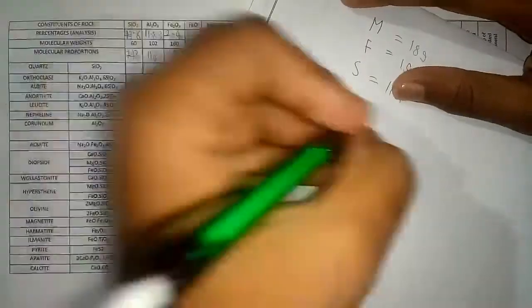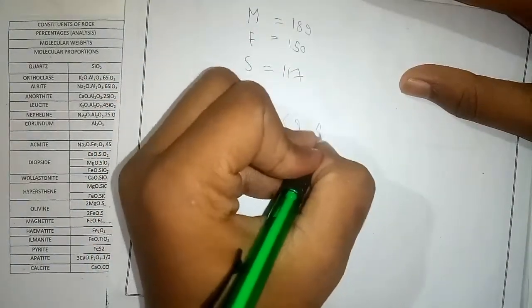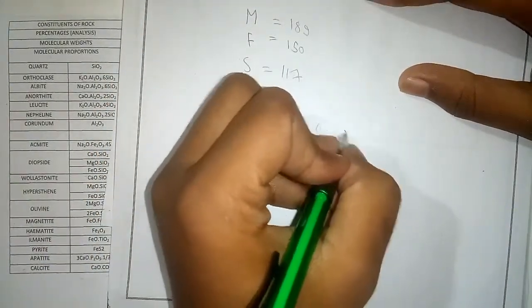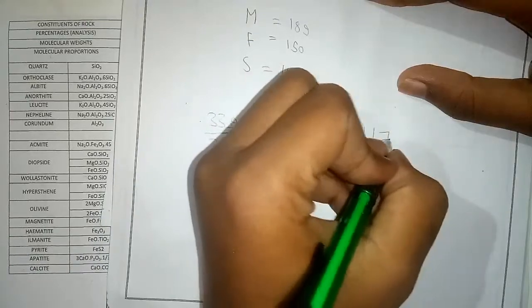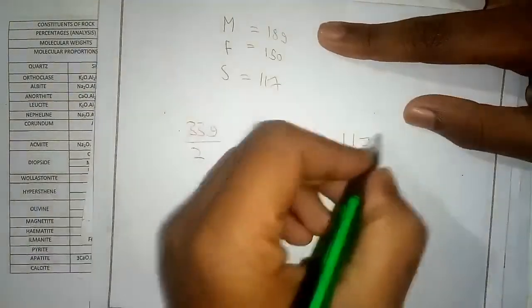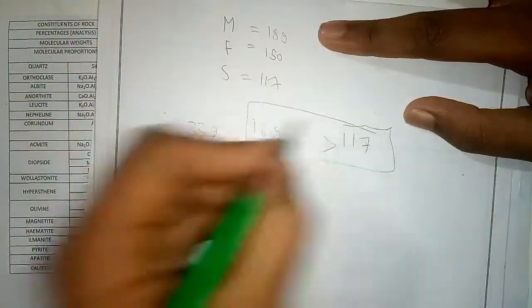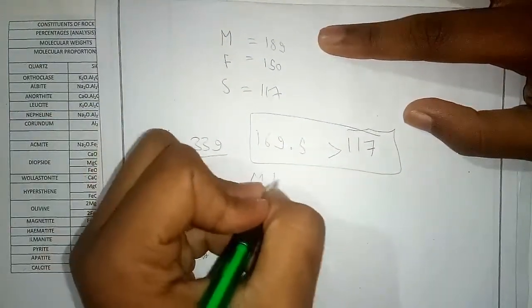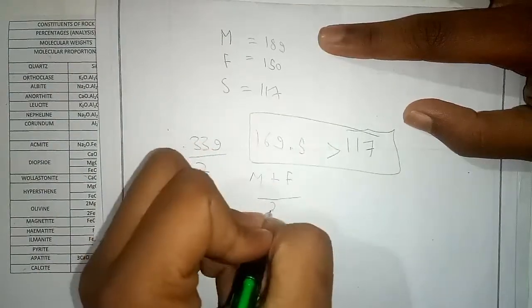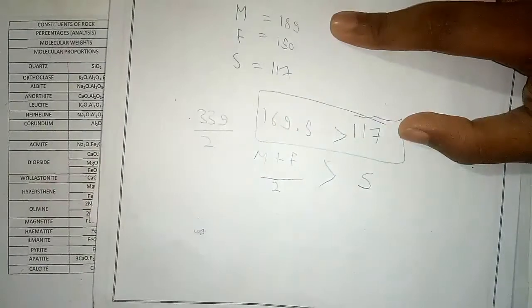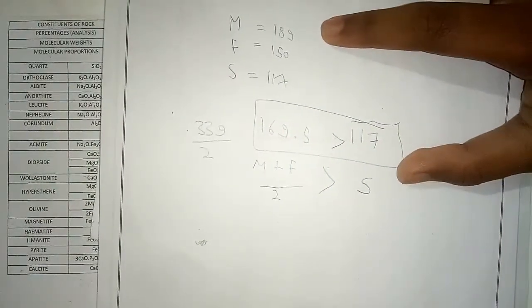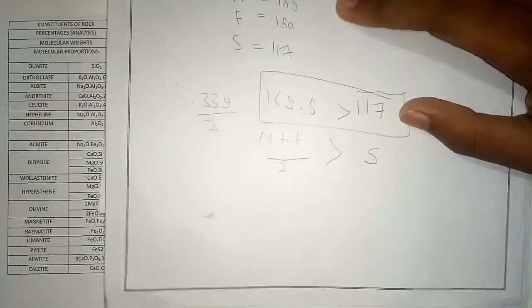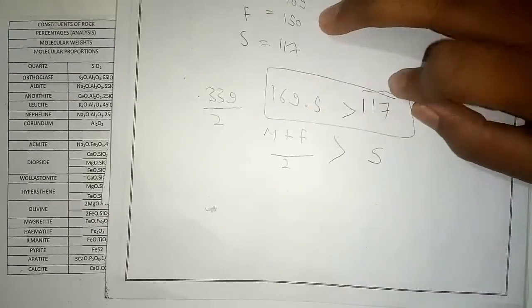So it is nearly 169.5, and S is 117. Here you can clearly see in this situation, 169.5 is the value of (M+F)/2, and this is the value of S. So here (M+F)/2 is clearly larger than S. You can see that it is far more than that. It is 169, and it is only 170.